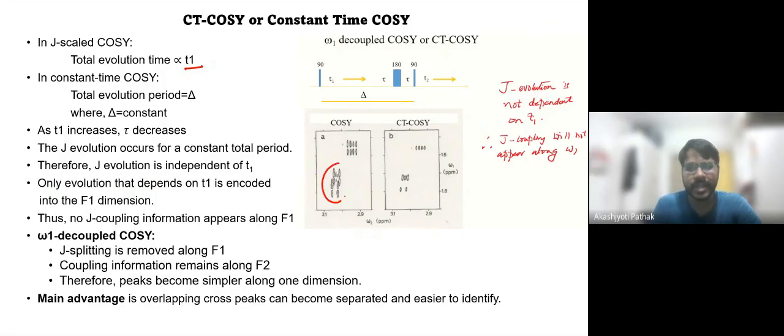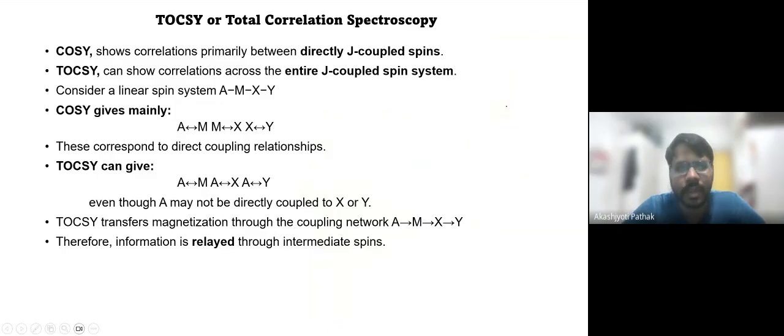Here you can see that the peaks were overlapping with each other, while in the constant time COSY, the peaks are now better resolved and they are separated, so they become easier to identify. The main point is that the J evolution is not dependent on T1, unlike the J-scaled COSY experiment.